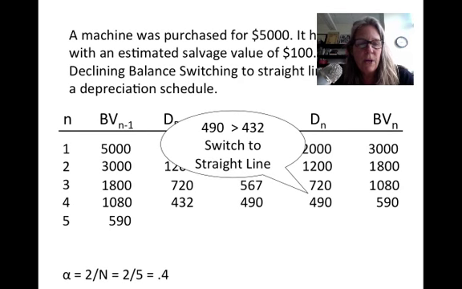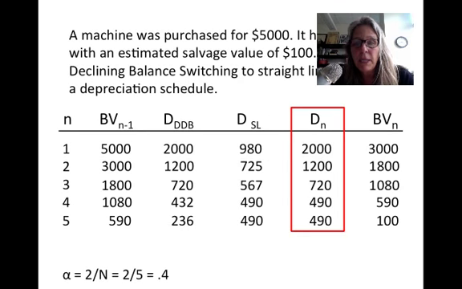And then we bring that down, and we do the straight line calculation and the double declining balance calculation, and we again choose the higher value. That brings us down to the book value at the end of the time, which is 100, equal to the salvage value. So we've gone through this calculation and got a complete depreciation schedule for the 5-year period using double declining balance switching to straight line.